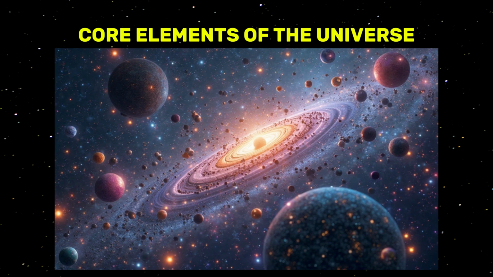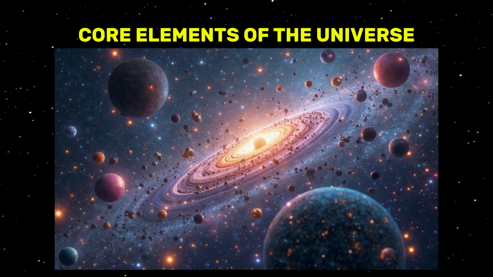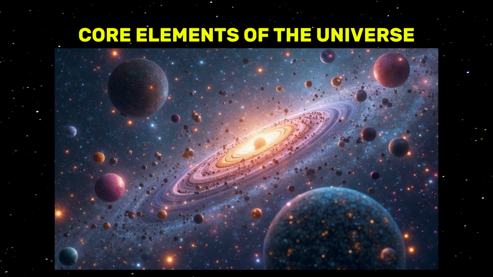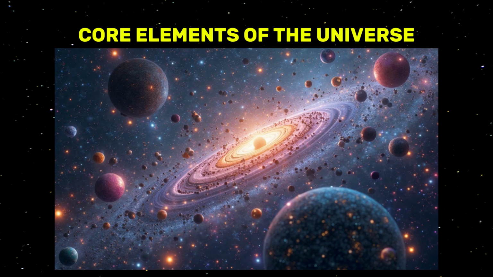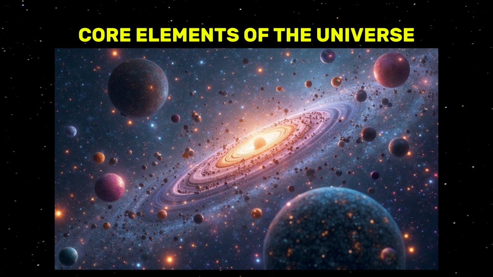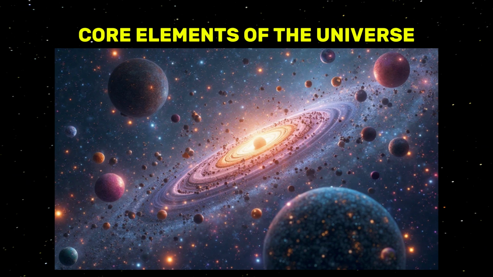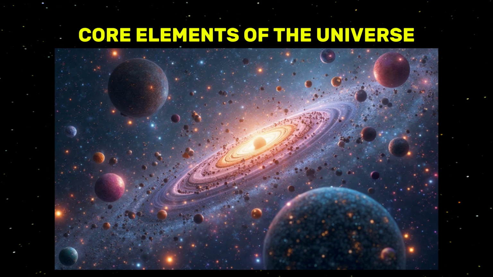But despite its elegance and success, the Standard Model has limitations. For one, it doesn't account for gravity, which is best explained by Einstein's general theory of relativity. It also offers no explanation for dark matter and dark energy, unseen substances and forces that dominate the universe's composition.